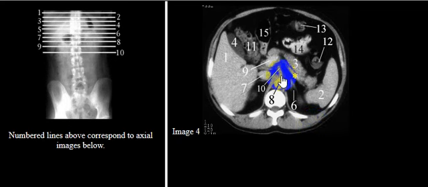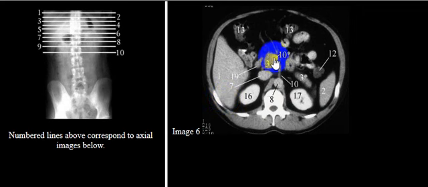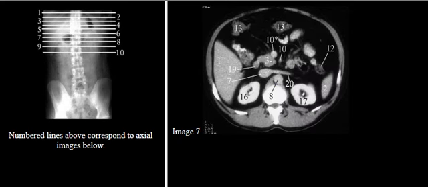This is the superior mesenteric artery, and here this is the splenic vein, as we said, and this is the splenic vein again, and this is the superior mesenteric artery.